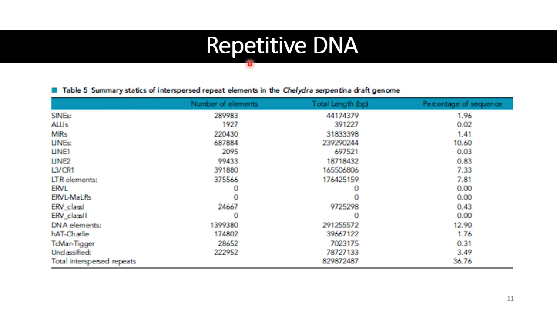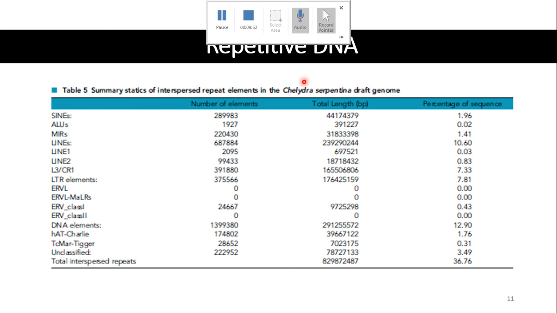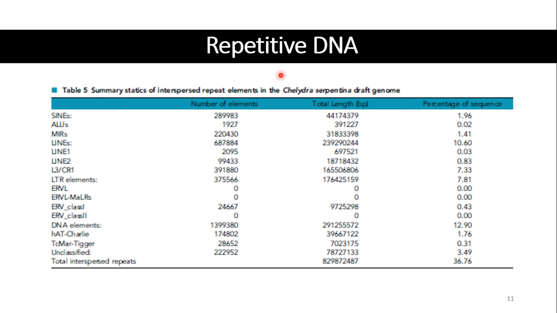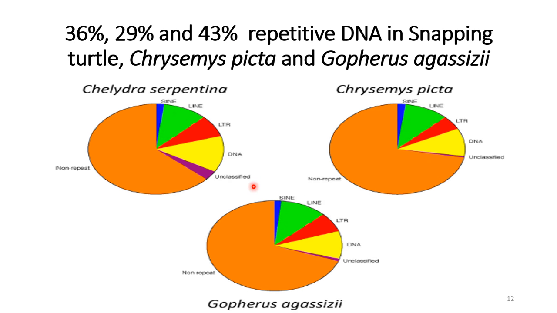So, repetitive DNA. Here it shows the repetitive and non-repetitive DNA. The non-repetitive DNA makes up most of the genome, and the repetitive DNA, for example in Chelydra serpentina, makes up 36%. In repetitive DNA, most of the part is occupied by LTR, then DNA, then the unclassified part.